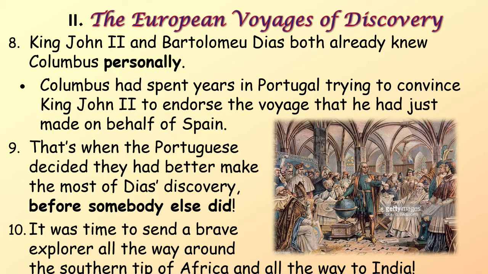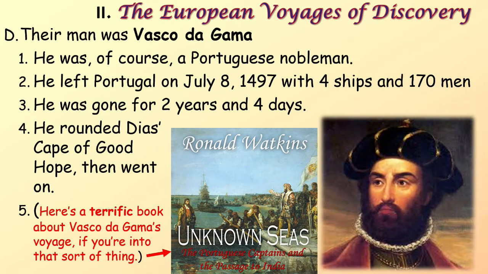It was time to send a brave explorer all the way around the southern tip of Africa and all the way to India. And their man was Vasco da Gama. He was, of course, a Portuguese nobleman, and he left Portugal on July 8th, 1497, with 4 ships and 170 men. He was gone for 2 years and 4 days. He rounded Diaz's Cape of Good Hope at the southern tip of Africa, and then he went on.